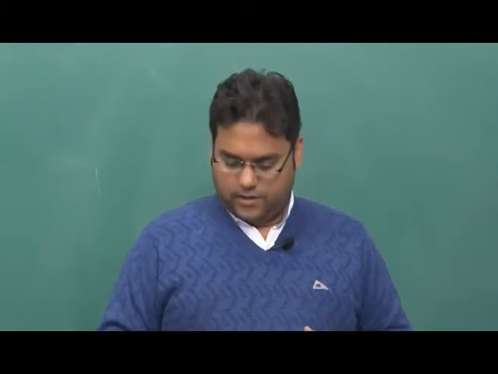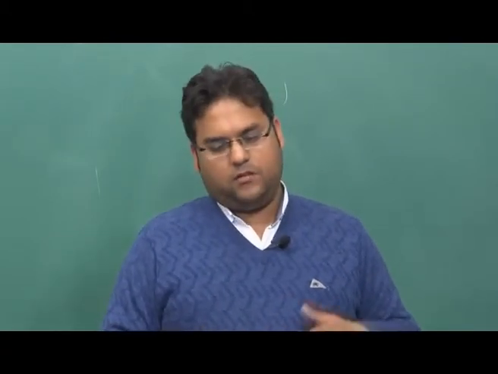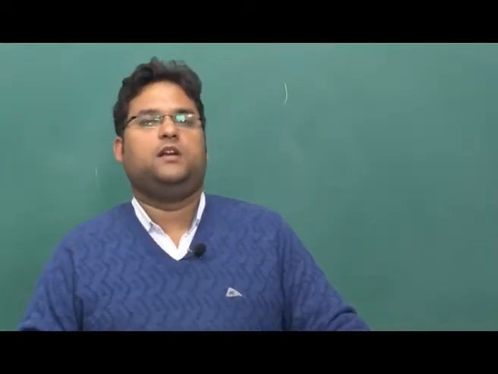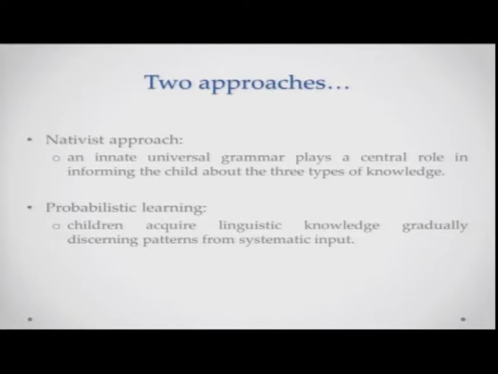What words come together, what words do not? Those kind of things. So, again, there are 2 approaches, as I have been saying throughout. There is a nativist approach, which says there is an innate universal grammar that plays a central role in informing children about the 3 types of knowledge. And then there is the learning approach, which says children are acquiring this linguistic knowledge gradually, discerning patterns from systematic input.